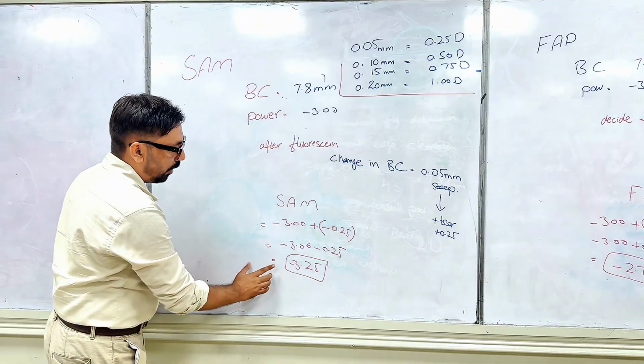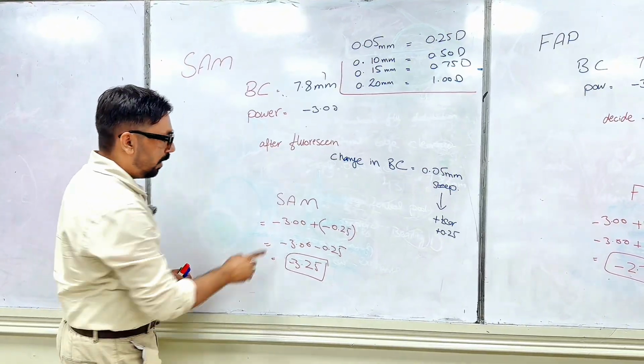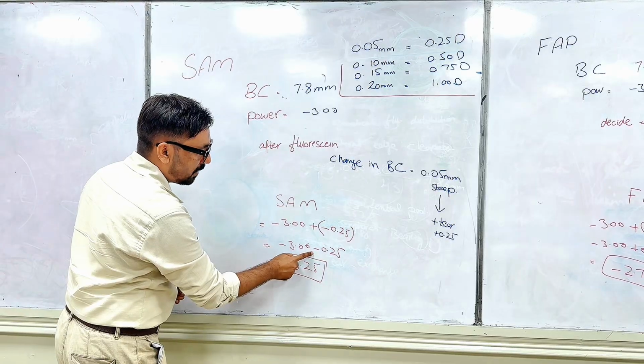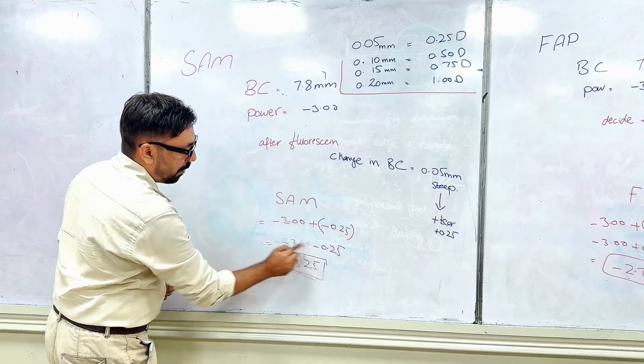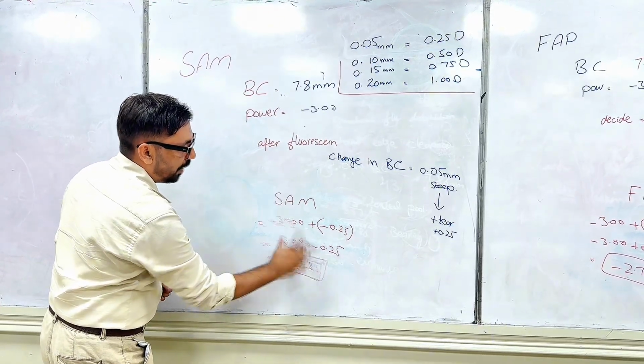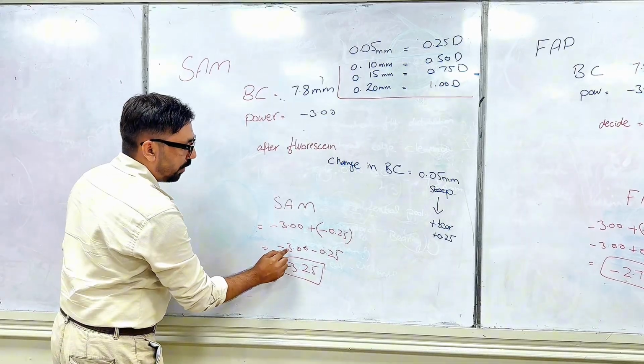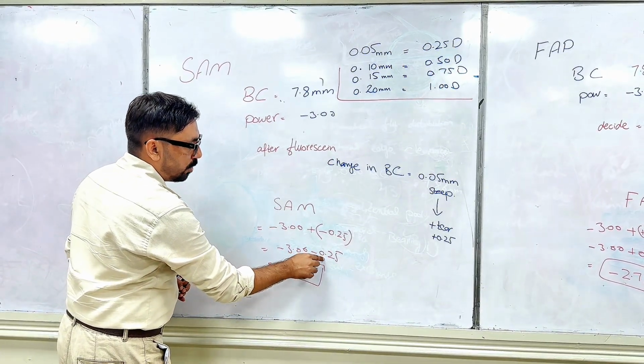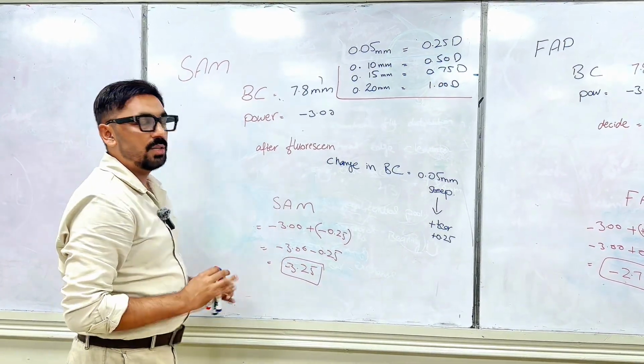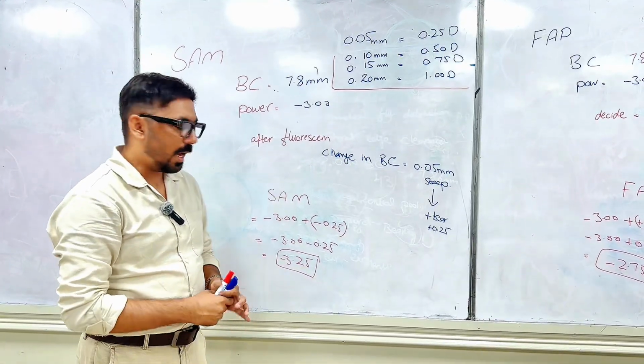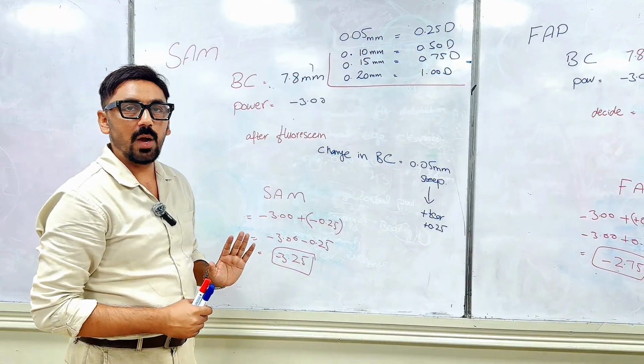And my resultant value will be minus 3.25. How? Minus 3 plus minus, minus 0.25. Algebraically, it will add up, so 3.00 and 0.25 will become minus 3.25. So that will be the resultant power of the lens you have to prescribe.